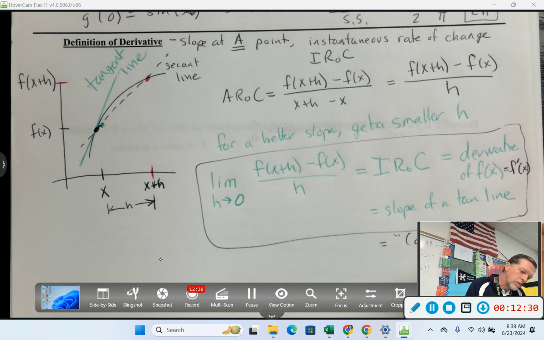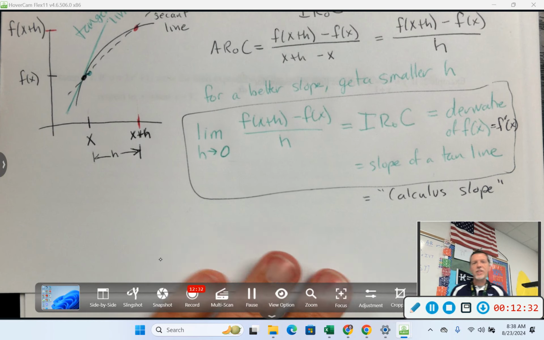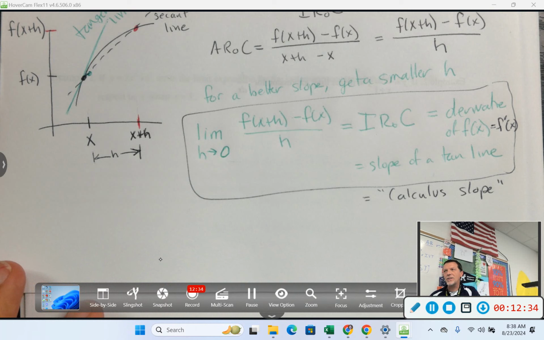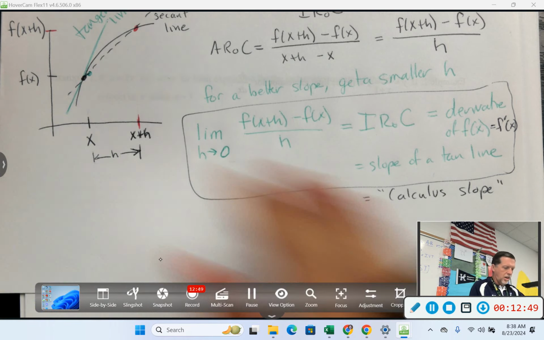That's sort of in quotes because that's not really the official name of it, but that's kind of what I call it to separate it from algebra slope. Calculus slope is derivative. Algebra slope is good old y2 minus y1 stuff. Okay, so turn the page and you get the kind of full picture of it.